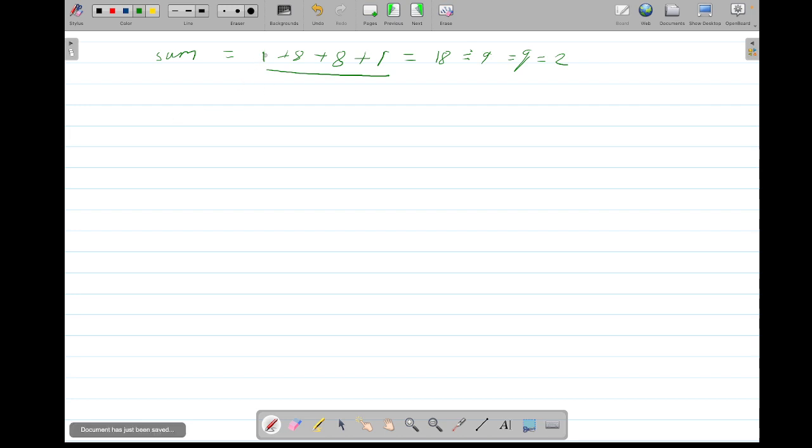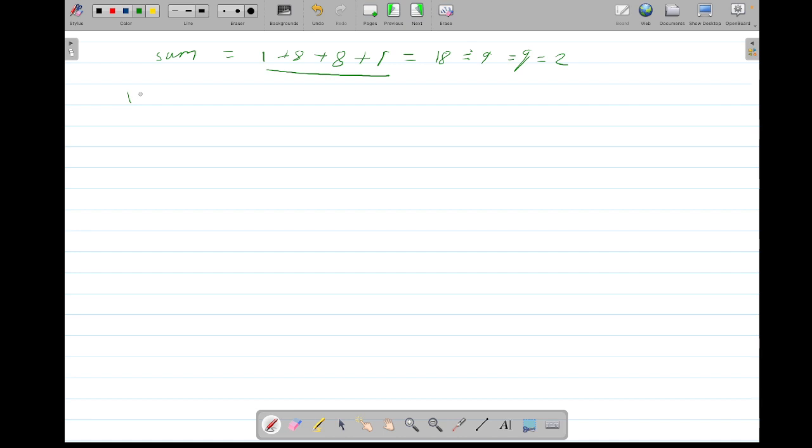But let's understand why this happens. Why, if the sum of the digits is divisible by 9, is the entire number divisible by 9? What's the intuition behind it? We can take the example of the same number and try to understand.